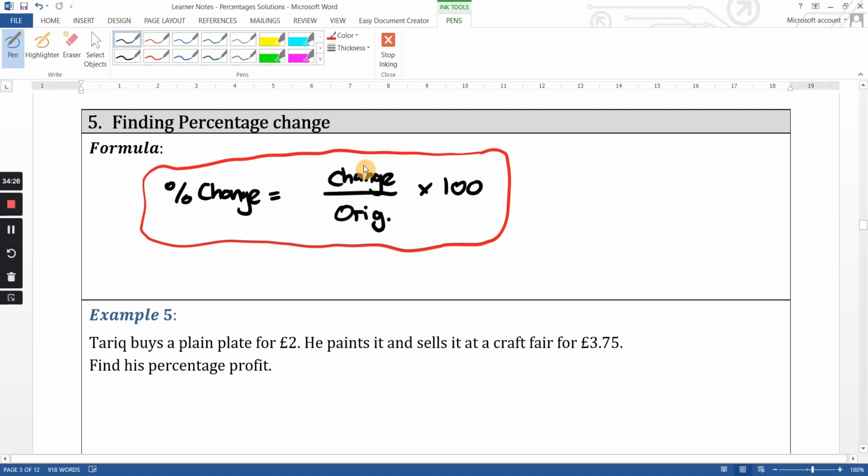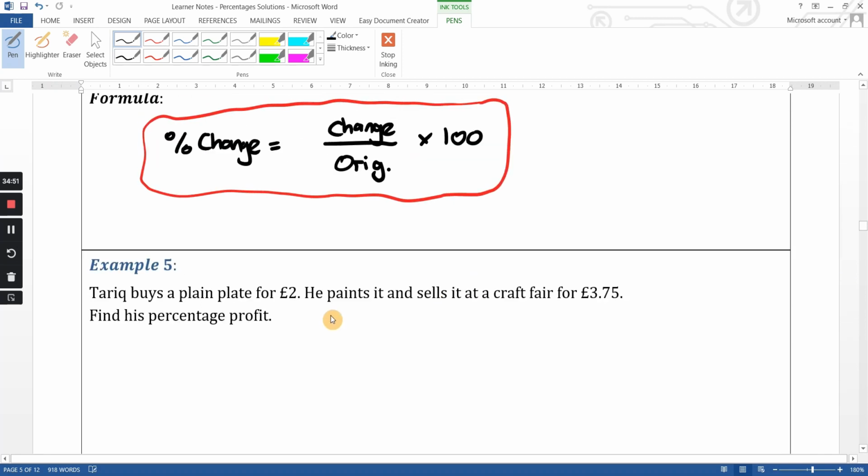That change could be anything in the question. If you can notice something changing in the question and it's talking about percentage profit or percentage change, anything to do with percentage, and you can see a change happening in the question, definitely you have to use this formula. We don't have to, but I think it's a good idea anyway.